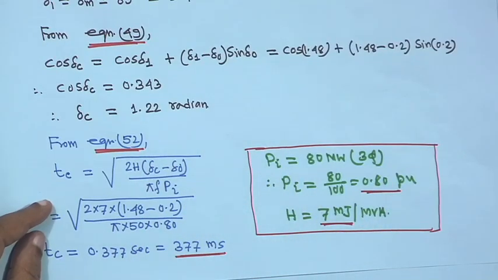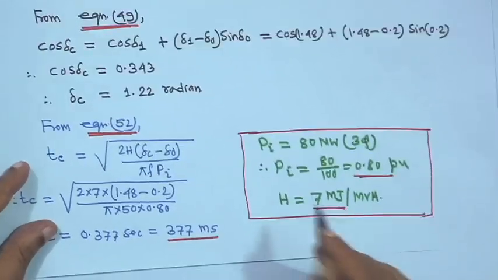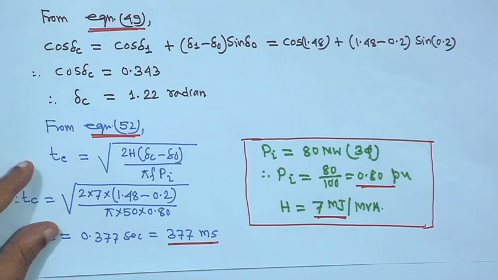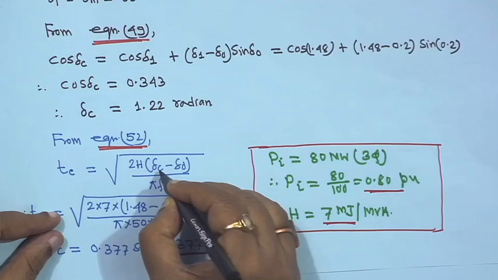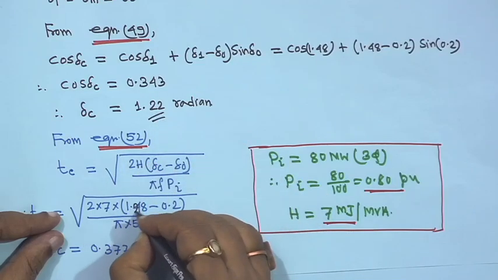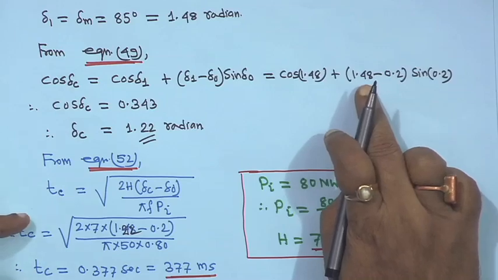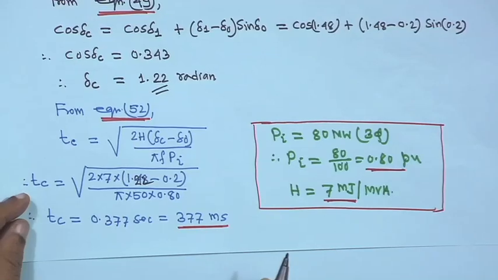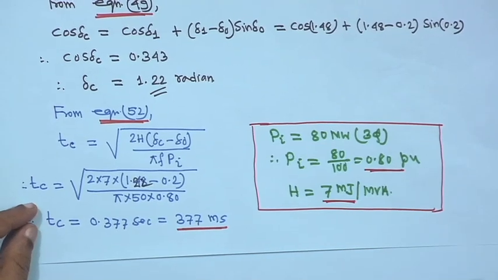I think while writing I have made a typographical writing error. It will be delta c minus delta 0. So, it will be this delta c, actually it is 1.22. I have made a mistake by taking 1.48, this value delta 1, but it will be actually 1.22, I think the answer is correct. So, T c is equal to 0.377 second or 377 millisecond.